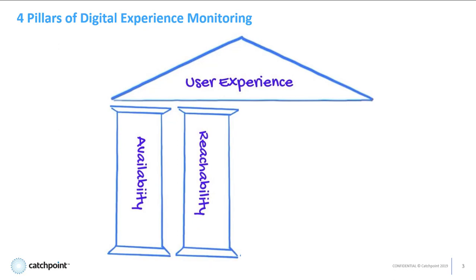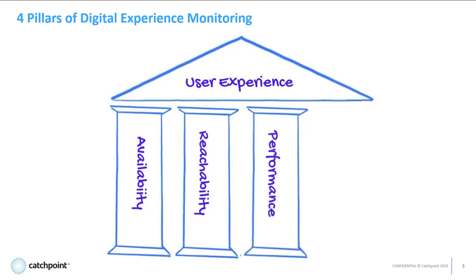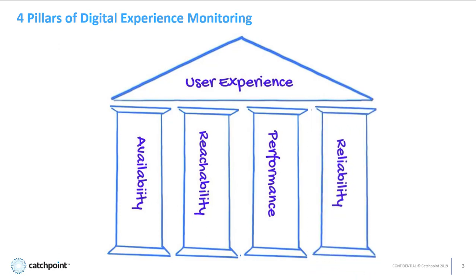You need to make sure everything is performing well. And it's more than just monitoring your specific cloud applications. You need to monitor all those areas we spoke about earlier: last mile, backbone, DNS, and other services. All must be performing well and at the same time. And finally, there's reliability. You need to make sure availability, reachability, and performance are all happening well over time.